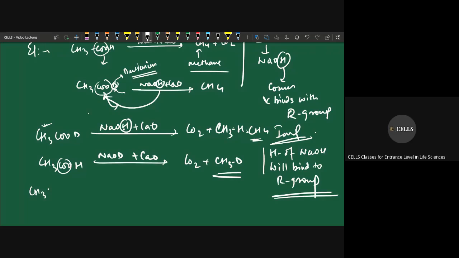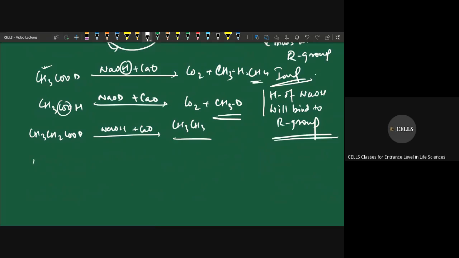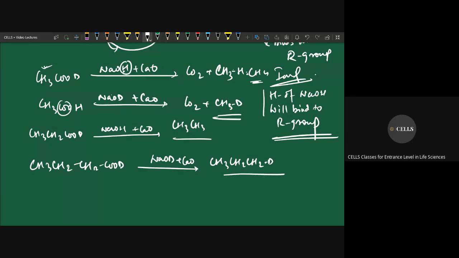Suppose there is a question like CH3CH2COOD, NaOH plus CaO. What will be the answer? CH3CH3, ethane. And in case there is a question like CH3CH2CH2COOD, NaOD plus CaO, then the answer will be CH3CH2CH2D, because in the NaOH, the hydrogen is replaced by deuterium. Right? These are the things you need to remember.